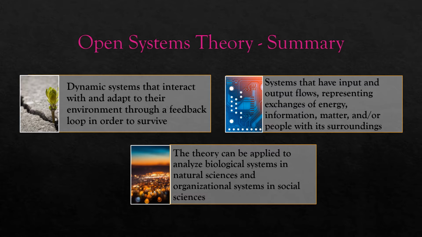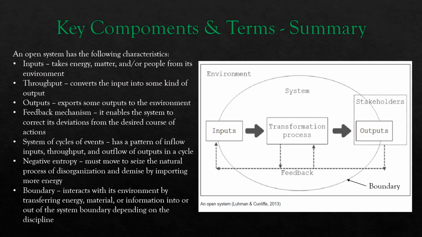Open systems theory refers to dynamic systems that interact with and adapt to their environment through a feedback loop in order to survive. These dynamic systems have input and output flows representing exchanges of energy, information, matter, and/or people with its surroundings. The theory can be applied in natural sciences and social sciences.